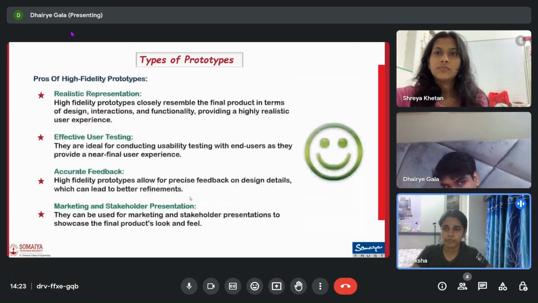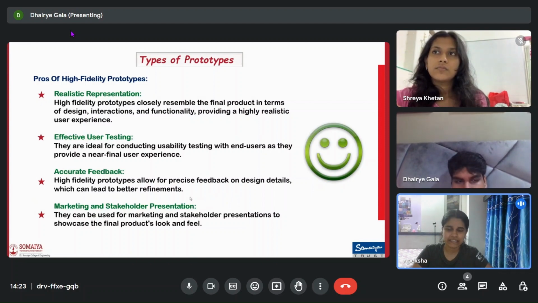Now let's move on to the pros of high fidelity prototypes. First one is realistic representation. It closely resembles the final product in terms of design, interactions, functionality, therefore providing a highly realistic user experience. It is ideal for conducting usability testing with end users as they provide a near final user experience. It gives accurate feedback on design details, which can lead to better refinements. And it can be used for marketing and stakeholder presentations to showcase the final product's look and feel.